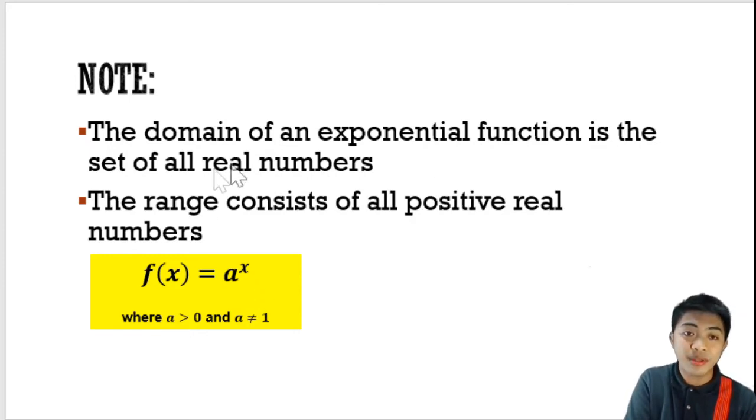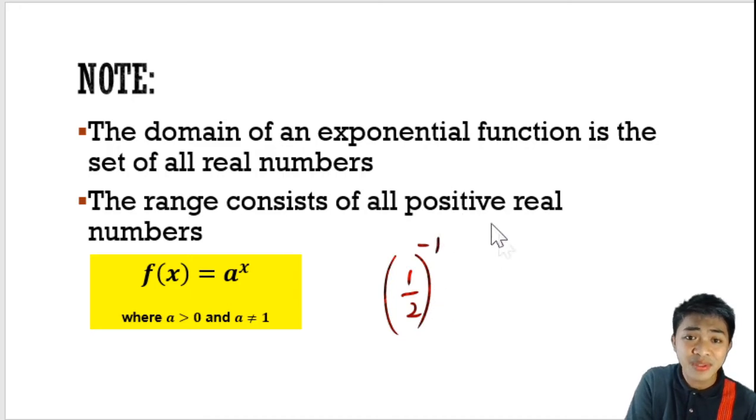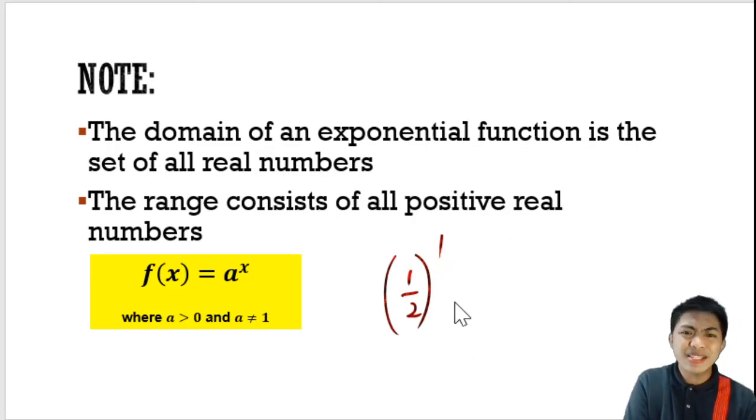Another thing is that the range consists of all positive real numbers. So, kahit na anong number ang isa-substitute mo dito, ang lalabas na result ay positive real numbers. Diba? So, kahit 1/2 raised to a negative exponent is positive 2, right? Kahit 1/2 raised to 0 is 1. 1/2 raised to a positive exponent is positive, right? So, kahit na anong isa-substitute mo, ang result ay positive real number.